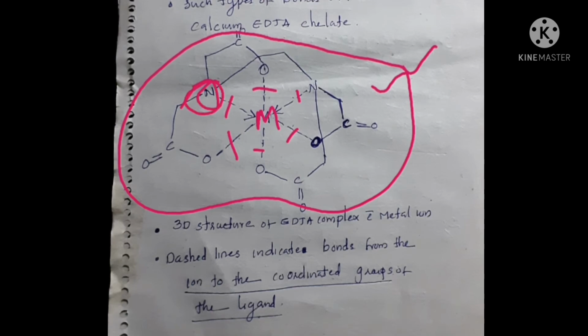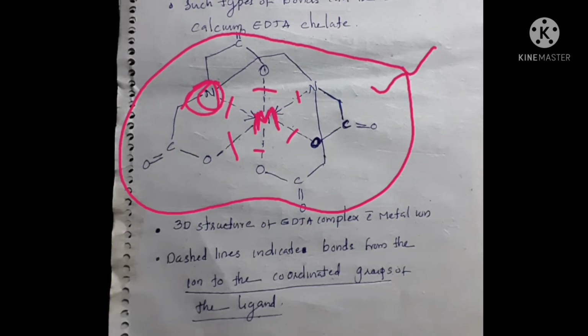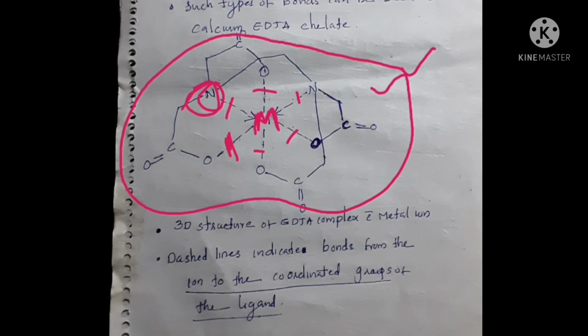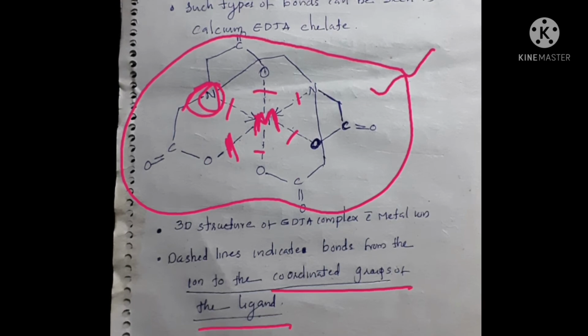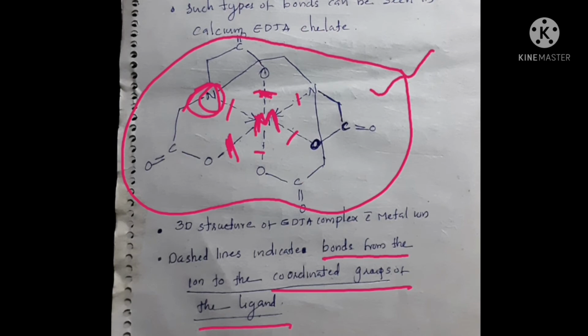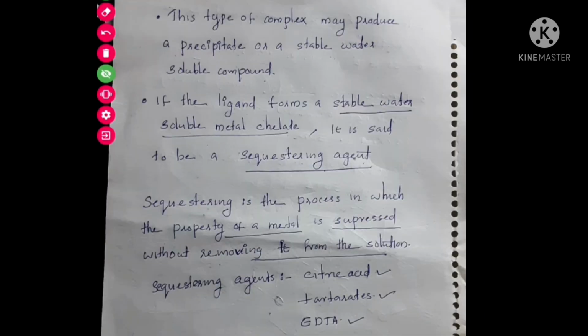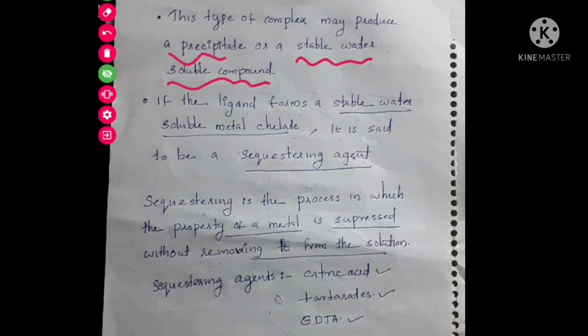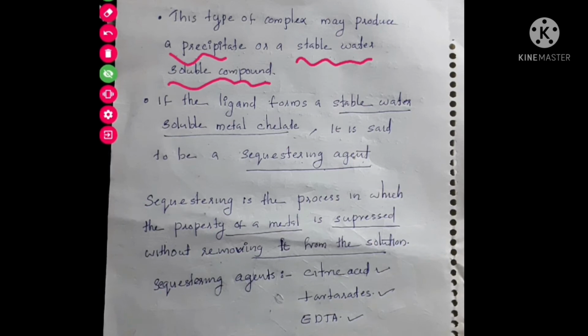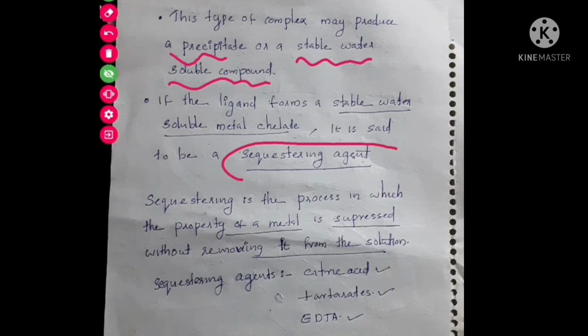In chelates, ligands provide 2 or more donor groups to combine with the metal ion. The dashed line indicates bonds from the metal ion to the coordinated groups of the ligand. This type of complex may produce a precipitate or a stable water-soluble compound. If the ligand forms a stable water-soluble metal chelate, it is said to be a sequestering agent.